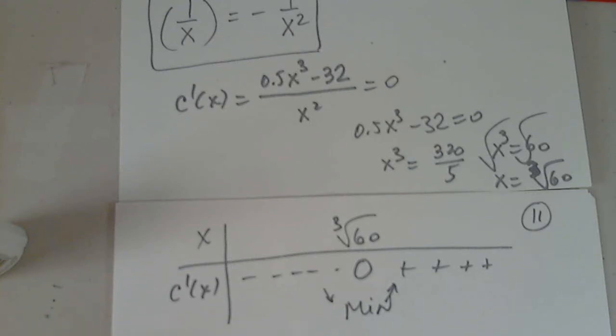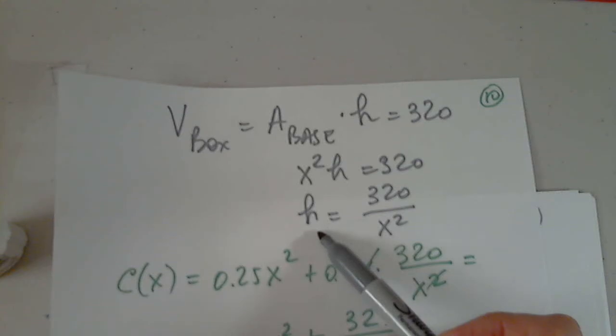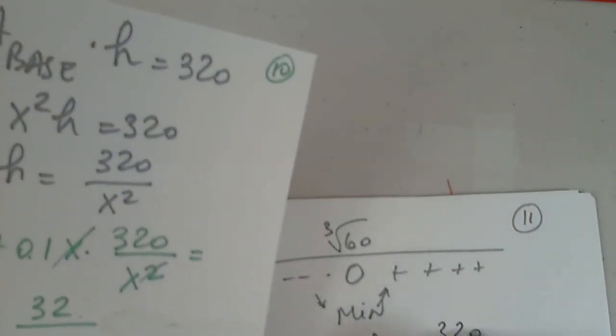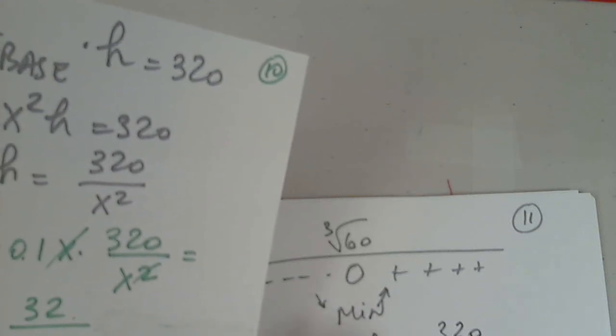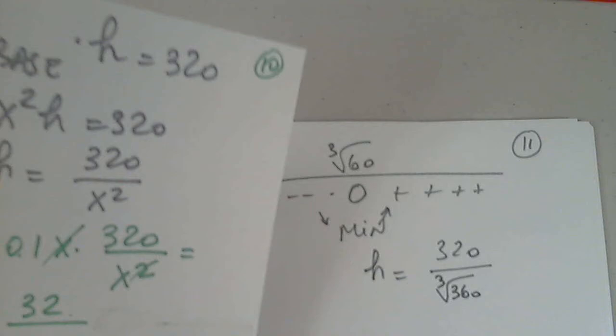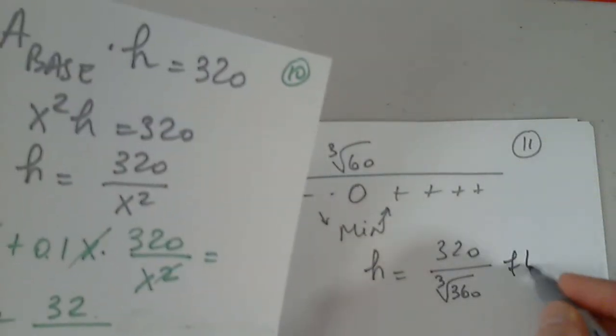Okay. So this is x. I need to determine h. So when I determine h, I get 320 divided by the cube root of 60. And the measurement units are all in feet.